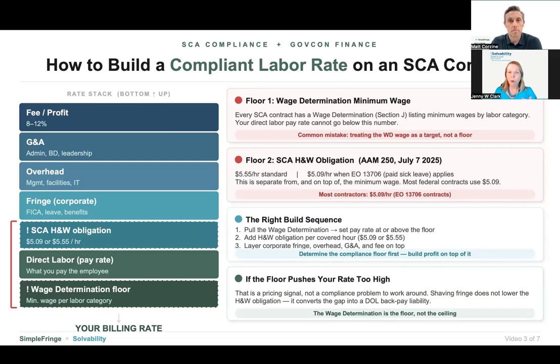So floor one is the wage determined minimum wage. And you said it's on Schedule J in the solicitation, and it lists minimum wages by labor category, and your direct labor rate can't go below that number. If you don't mind, can you explain to them what a wage determination looks like? I've seen it as a list of labor categories and dollars next to it.